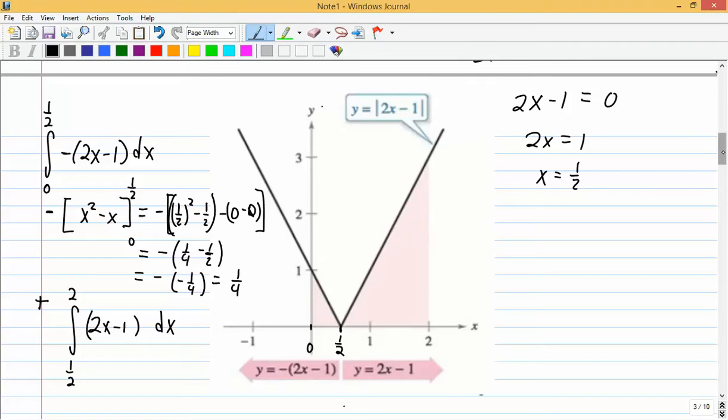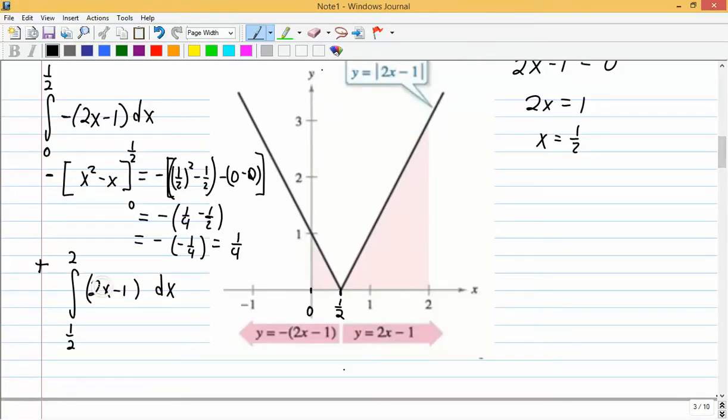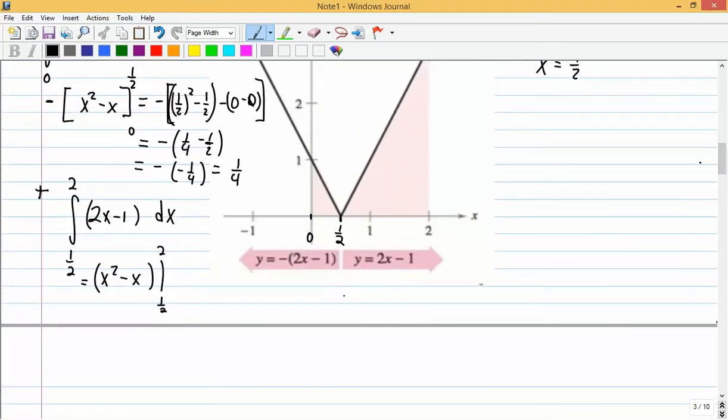Now let's figure out the answer to the second integral. I integrate the same way, except I don't have that negative in front there. So it's just going to be x squared minus x. And I'm going to evaluate that from 1/2 to 2. All right, so that's going to be, when I plug in a 2, that's 2 squared minus 2, minus 1/2 squared minus 1/2.